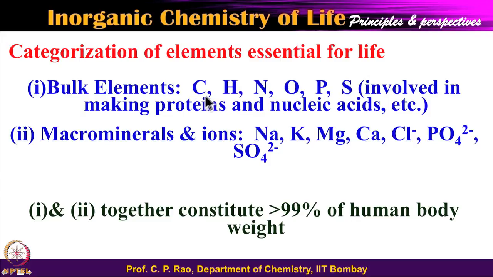They are all formed from carbon, hydrogen, nitrogen, oxygen, phosphorus and sulfur. So, therefore, your whole body is built with these ones. Then the macro minerals and some of the ions like sodium, potassium, magnesium, calcium, and then chloride, phosphate, sulfate, etc. So, all of these are also important, and as you have seen from the previous slide, together all of these is greater than 99. In fact, this is 99.1.